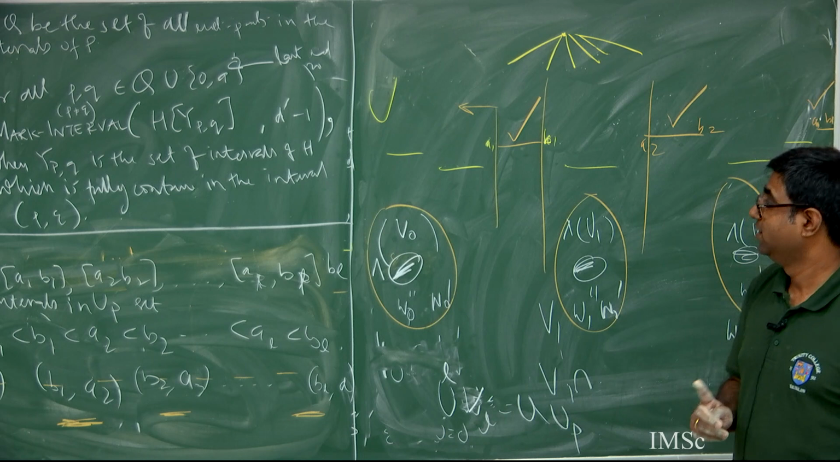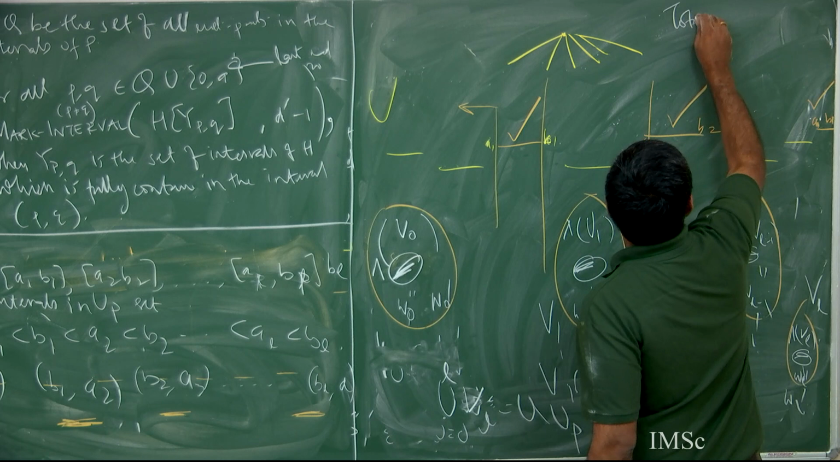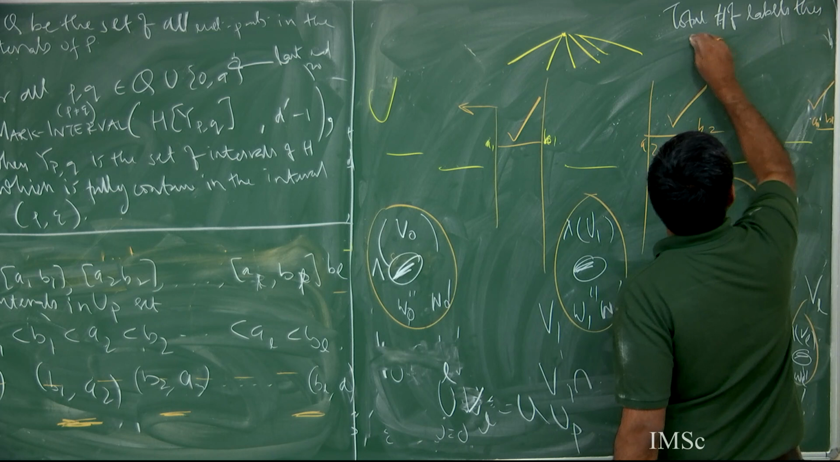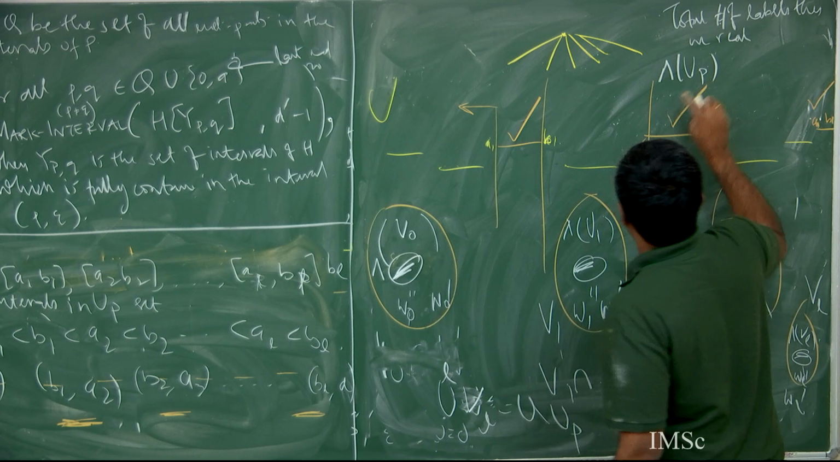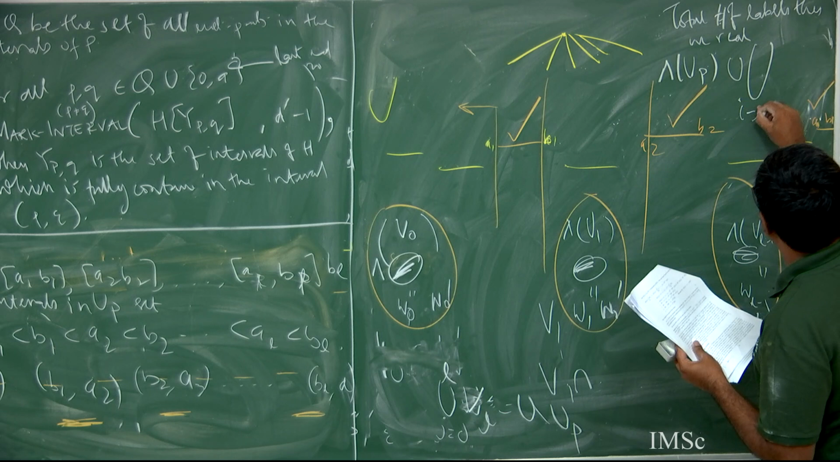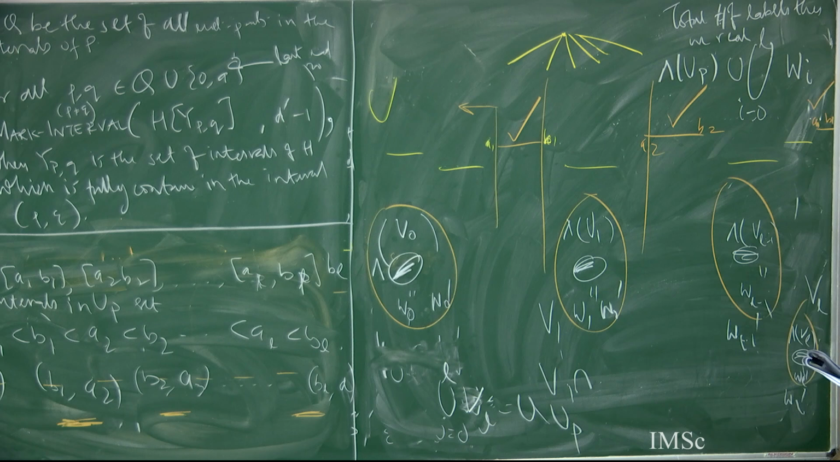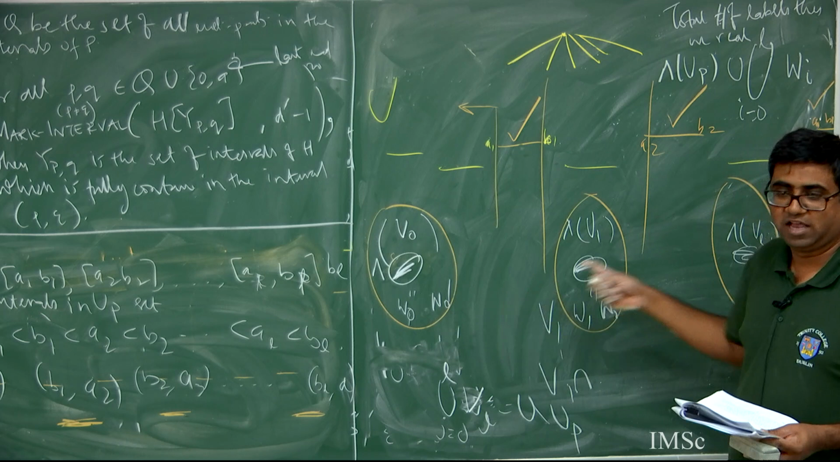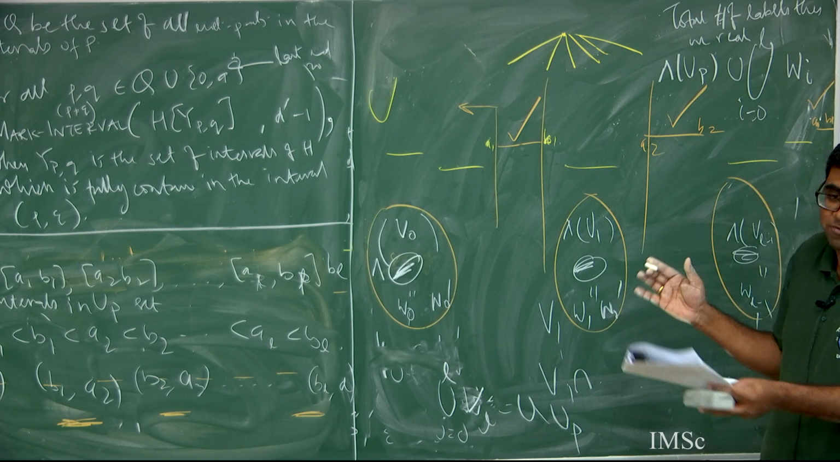So the total number of labels that are realizable are all the labels on the poor guys, and the big union i equal to 0 to L of Wi. All these labels are realizable because they are separate, and these guys we have realized. So you find an independent set here, you find an independent set here, you take their union. Still it's an independent set, and by our construction, they are independent from the poor level. So the total thing is an independent set.